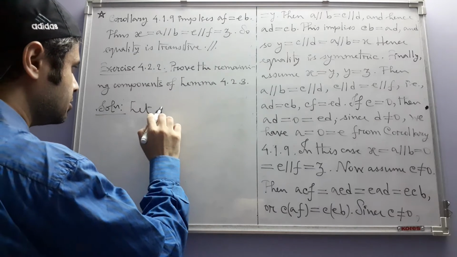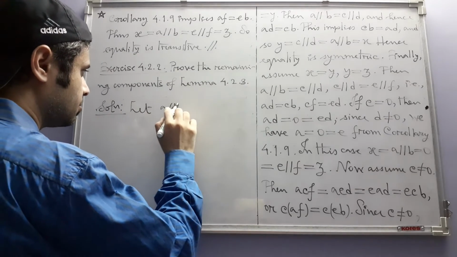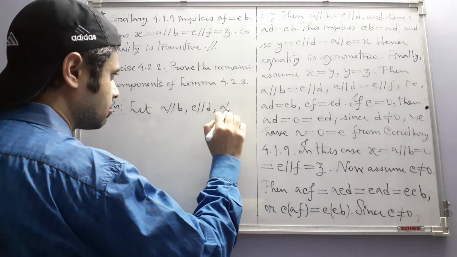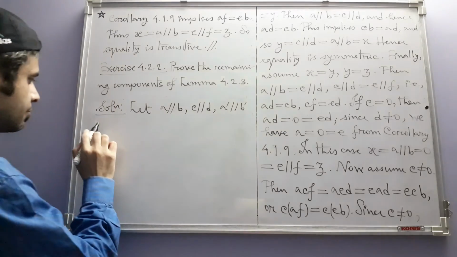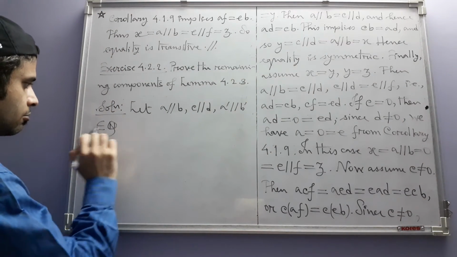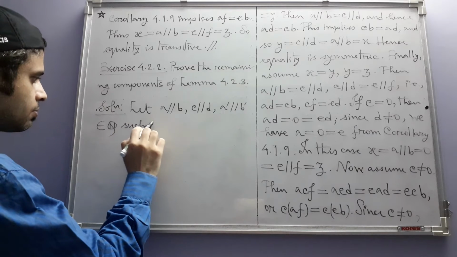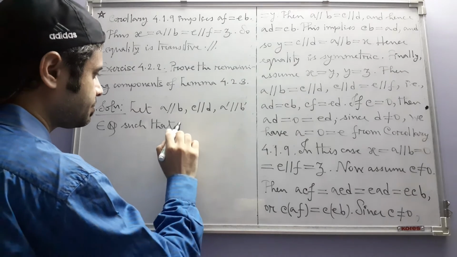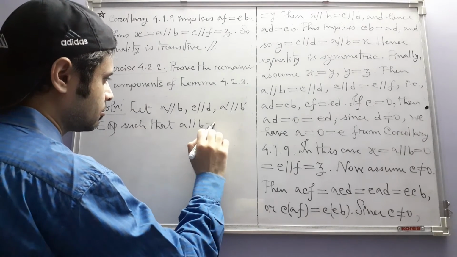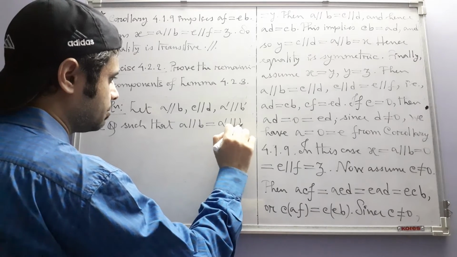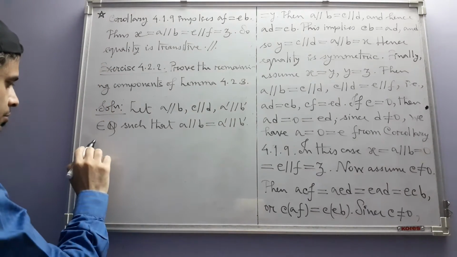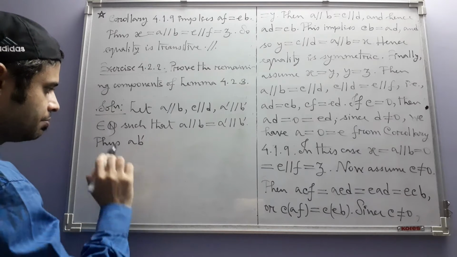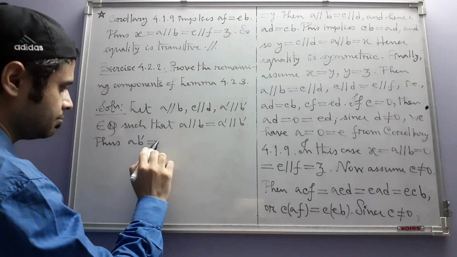So we start like this. We consider three rational numbers such that these two are equal, A by B and A prime by B prime. Thus, AB prime is equal to A prime B.